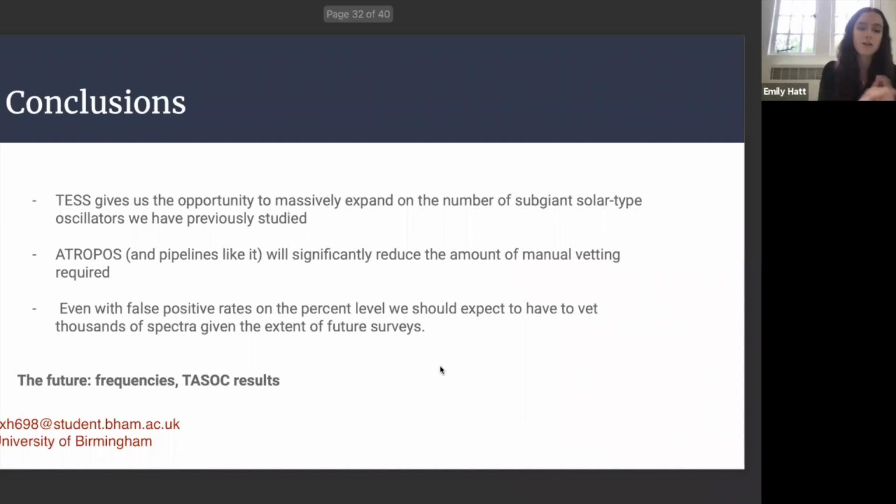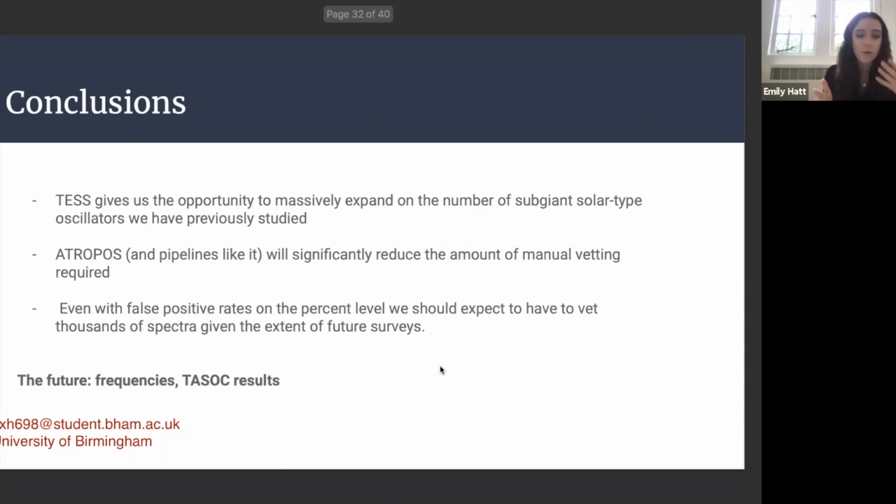So that actually brings me to my conclusions. We've discussed the pipeline that we're working on at ATROPOS, and we've talked about the catalogue of stars that fell out of that catalogue, and then we've discussed where we're going next with those stars in terms of peak bagging and the pipeline in terms of combining it with PBJam. So TESS has given us the opportunity to massively expand the number of subgiant solar type oscillators we can study, which is an exciting playground for stellar physics and also to include in calibration and exoplanetary studies.